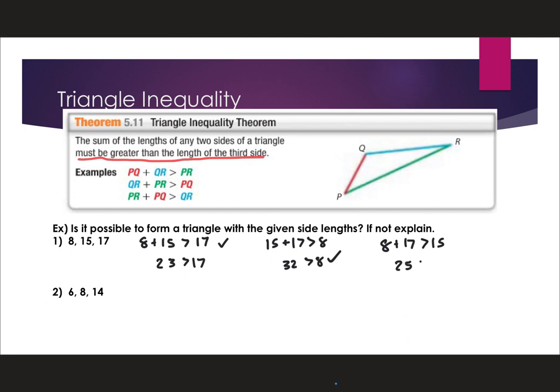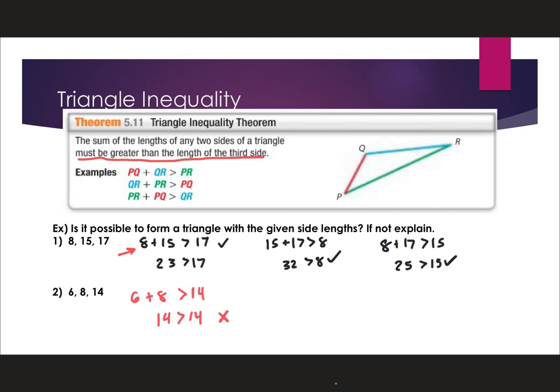Yes, 25 is greater than 15. Okay, so we just tried all three sides and it worked all three times. Now the shortcut way, the way to cut down on this, is to test the two smallest sides. If the two smallest sides added together are greater than the third side, then it's kind of obvious the other two are going to work. And you guys do this next one.